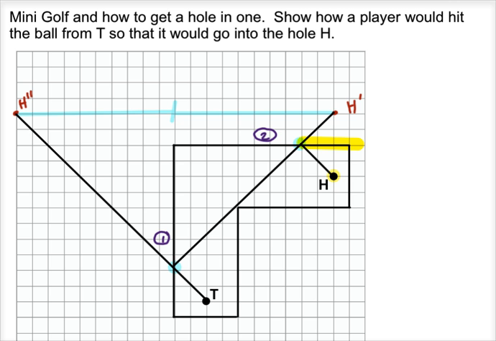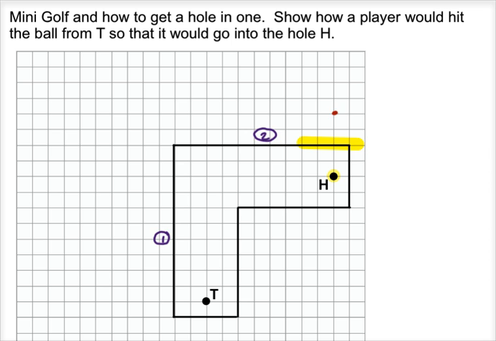Let's look at another one. Maybe you didn't want to do that shot. And there's not just one shot that ends up working. So the first thing I like to do is try to plan out what is my path.